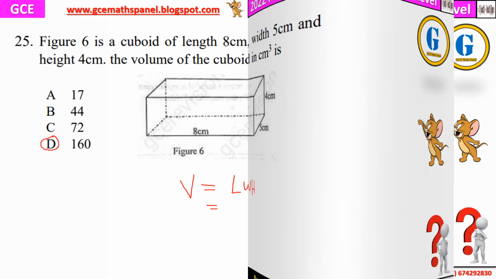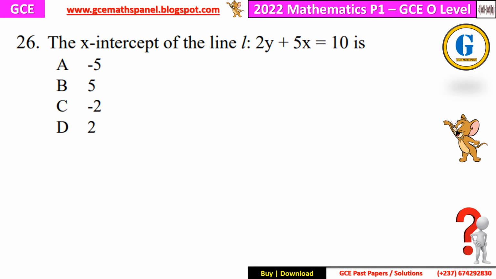Question 26. The x-intercept of this line is. Now the x-intercept is when y is equal to 0. The y-intercept is when x is 0. So the x-intercept just means we solve the equation when y is equal to 0. So our equation will be 5x equals 10, right? So we divide both sides by 5, and we are left with x equal to 2.